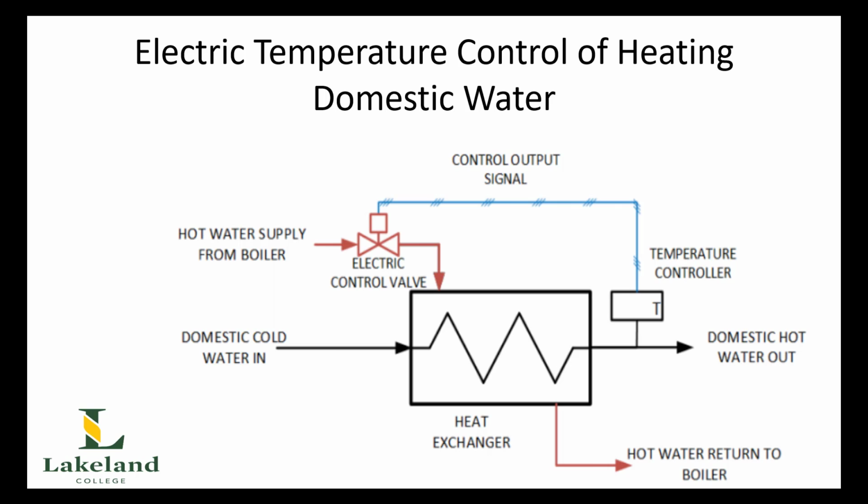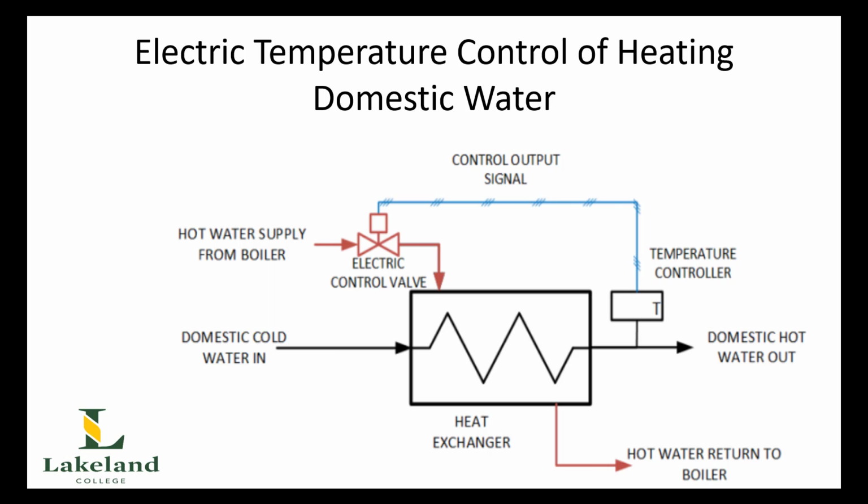The way in which this works is, if we consider our domestic cold water entering the heat exchanger on the left, we're going to flow that through a pipe inside of our heat exchanger, or more likely a coil. On the other side of that heat exchanger, i.e. the shell side, we're going to put hot water in from the boiler. Now the position of the electrical control valve will determine how much hot water we flow through the heat exchanger.